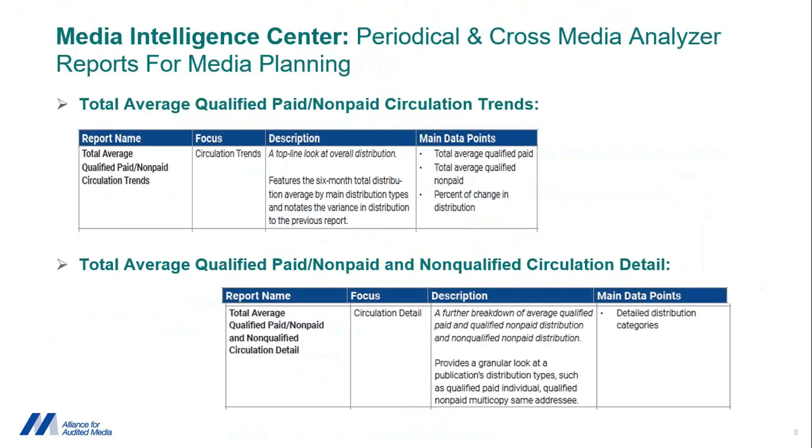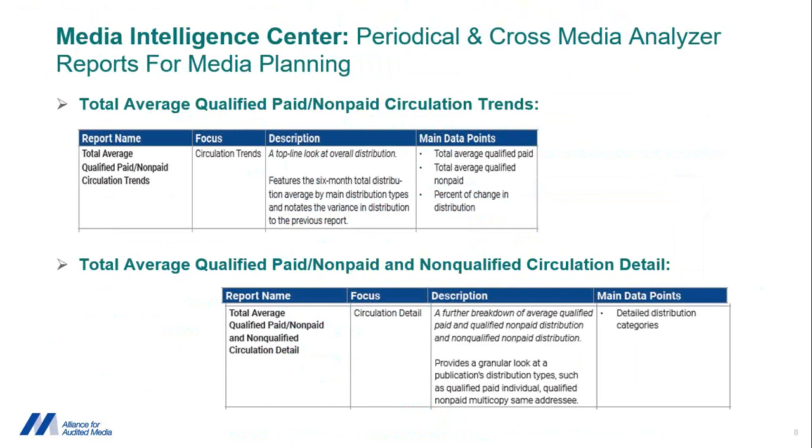Now, if you want a more granular report about a publication, getting into the nitty-gritty, what type of distribution do they have? Not just that they have paid, but what type of paid? Is it association? Is it sponsored? What type of distribution do they really have? That's when you want the report called Total Average Qualified Non-Paid and Circulation Detail.